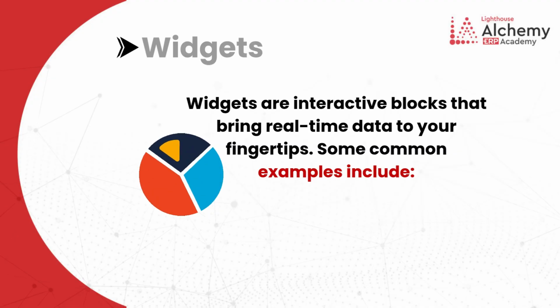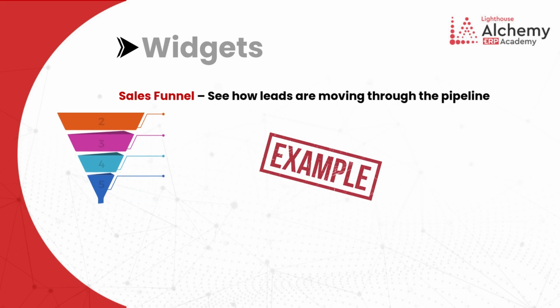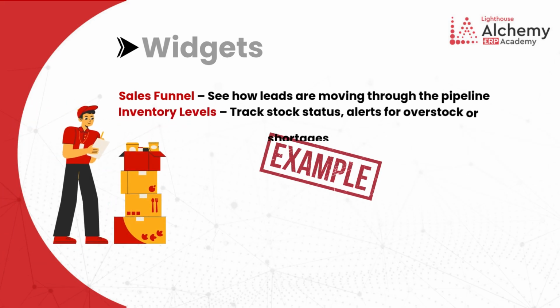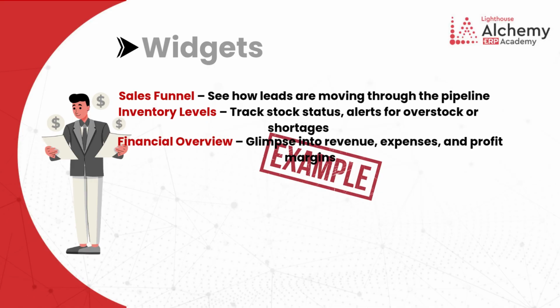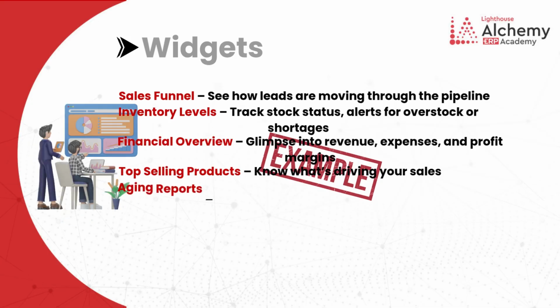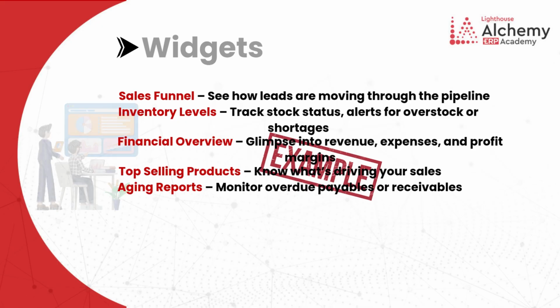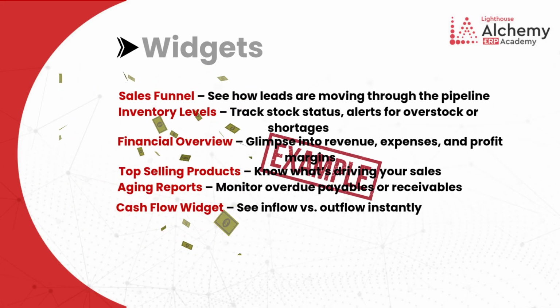Some common examples include sales funnel, see how leads are moving through the pipeline; inventory levels, track stock status, alerts for overstock or shortages; financial overview, a glimpse into revenue, expenses, and profit margins; top selling products, know what's driving your sales; aging reports, monitor overdue payables or receivables; cash flow widget, see inflow versus outflow instantly.